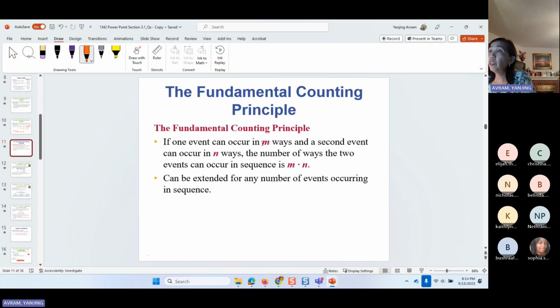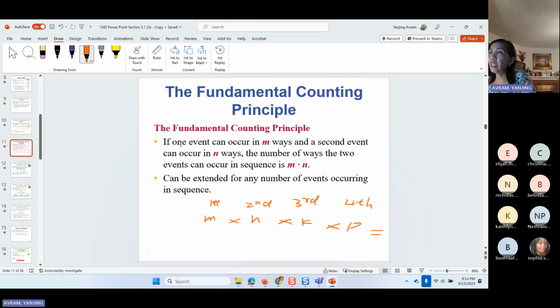Okay, the fundamental counting principle is kind of like this. If you have a first outcome that is M, the second outcome is N, the third outcome is K, the fourth outcome is P, for example, what is the total outcome? Well, basically the total outcome is to multiply all of them together. Multiply all of them together. That's called the fundamental counting principle.